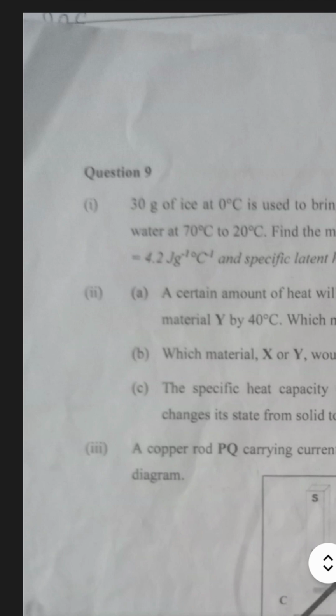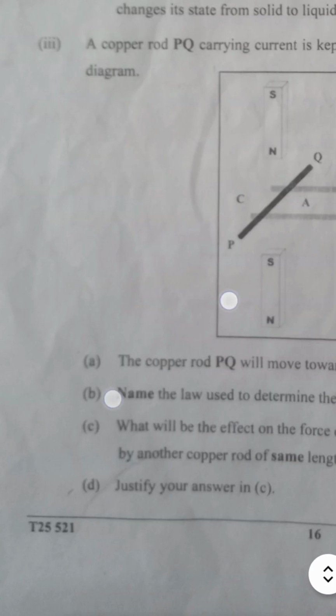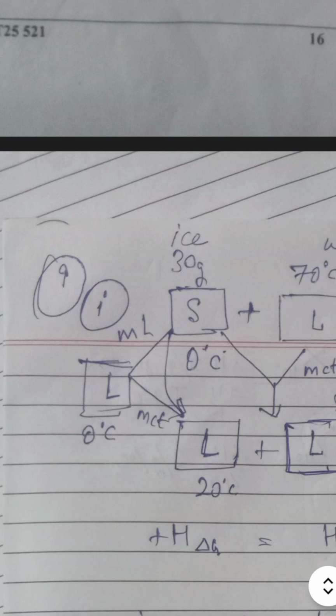30 gram of ice is used in a calorimetry sum to bring down a certain mass of water, 17 gram, to 20 degrees centigrade. That means ice was used and its final temperature was 20 degrees centigrade. Obviously the whole ice melted. The ice will have to go through two stages. First the melting stage, then you have to heat it further to 20 degrees centigrade. The solid ice first melts to liquid at 0 degrees centigrade. Temperature does not change, so H equals mL is what you use to calculate.